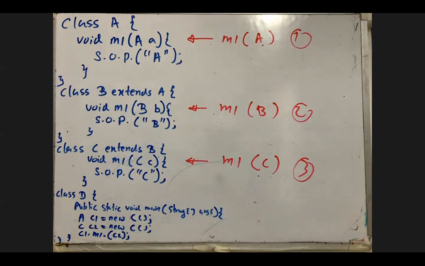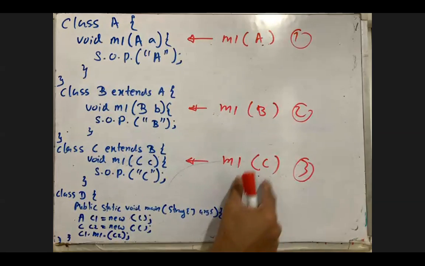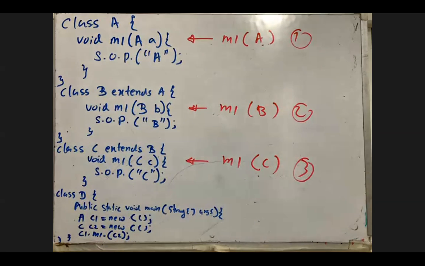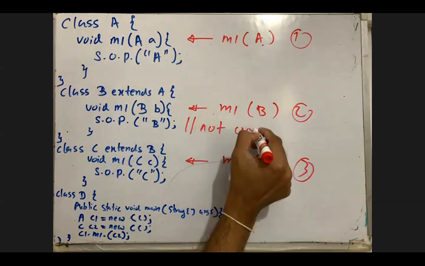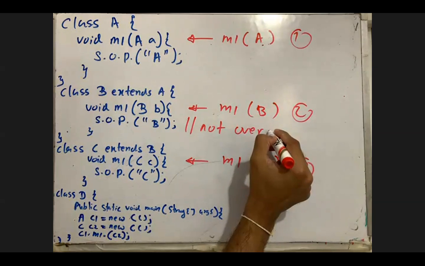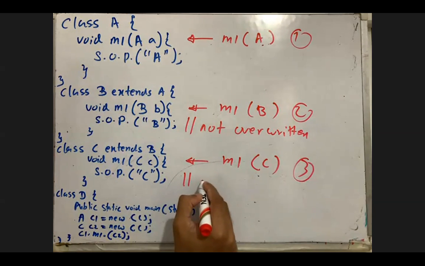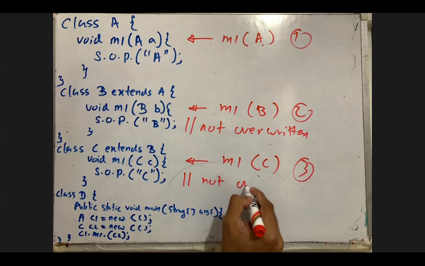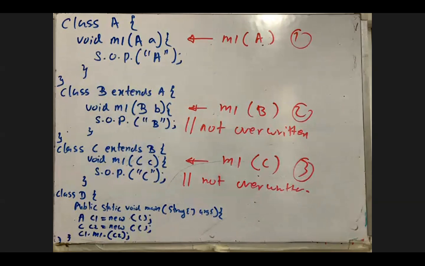Yeah, they are different methods because the method signatures are different. Method signatures are different. That means those are not overwritten. Here, not overwritten. Here, not overwritten. Do you understand that part?